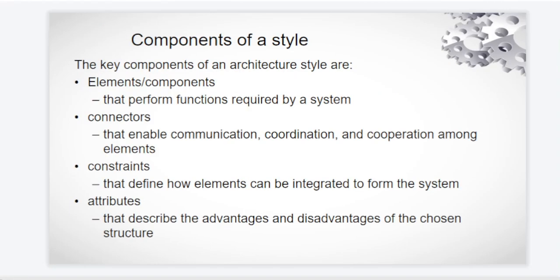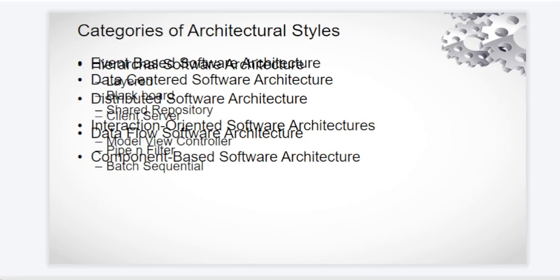Next is components of a style. The key components of an architectural style are: number one, elements or components, such as those that perform functions required by a system. Number two is connectors that enable communication, coordination and cooperation among elements. Number three is constraints that define how elements can be integrated to form the system. Next is attributes that describe the advantages and disadvantages of the chosen structure.